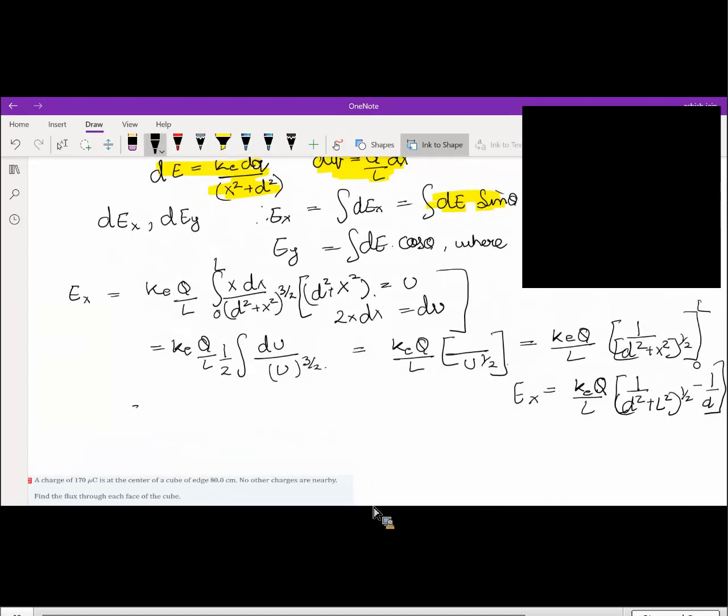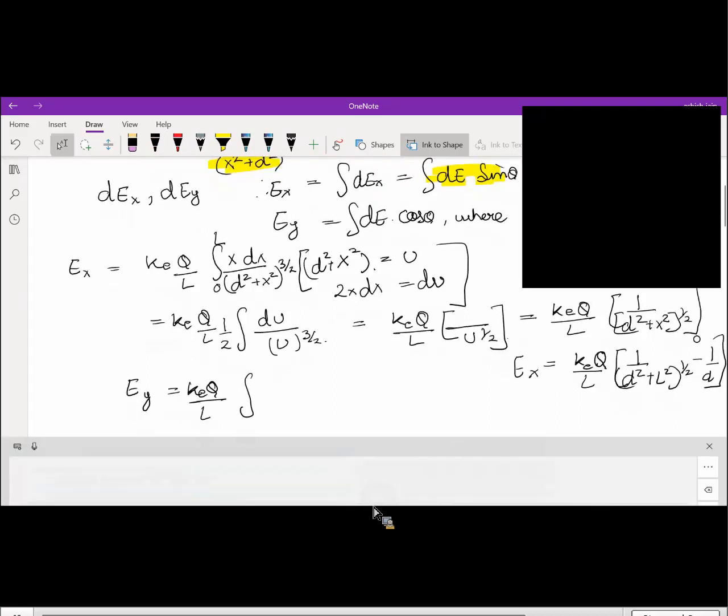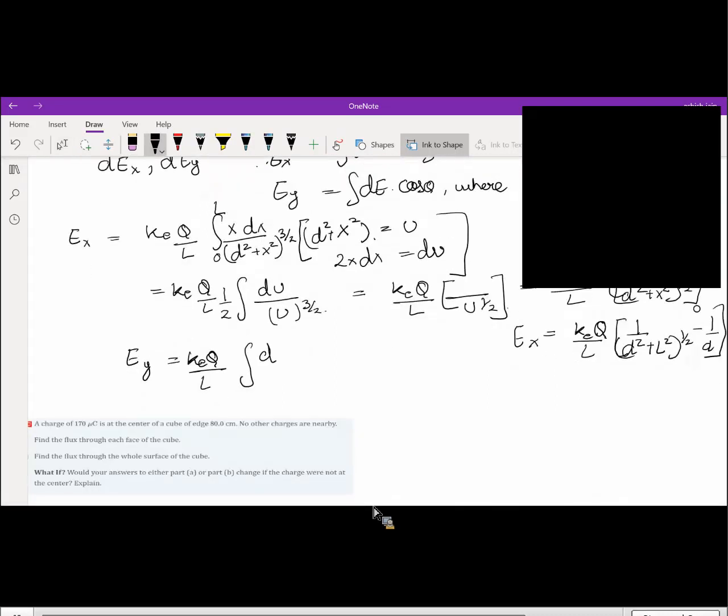Similarly, you can do it for Ey. I will write the equation properly: the integral of x by (x squared plus d squared) to the 3 by 2 into dx. So what you do here is substitute x as d tan theta.